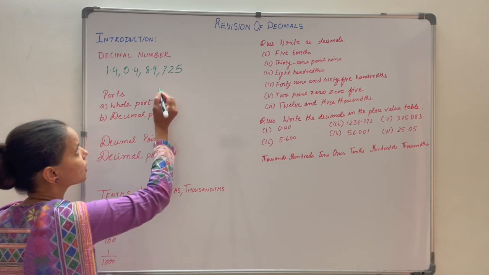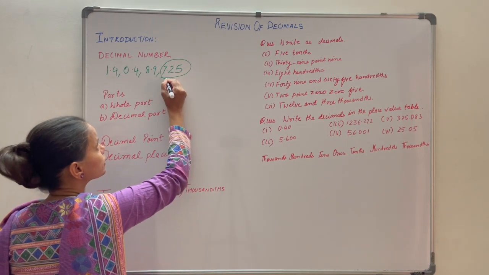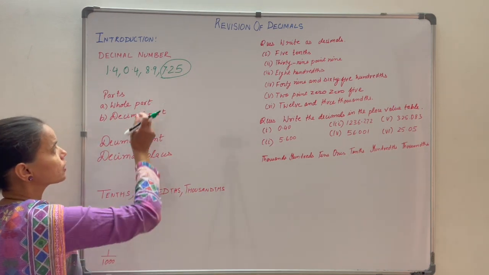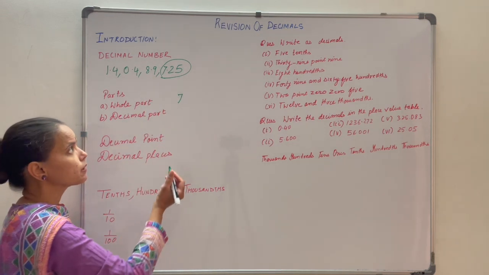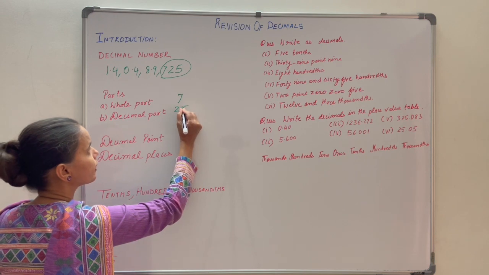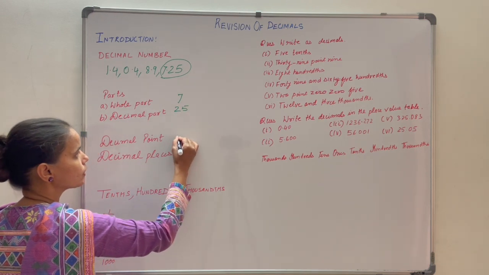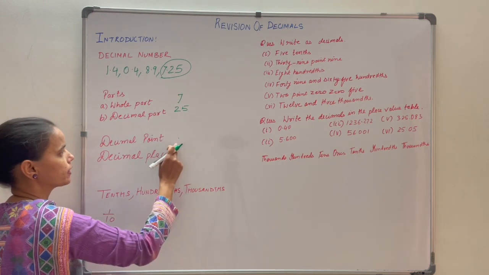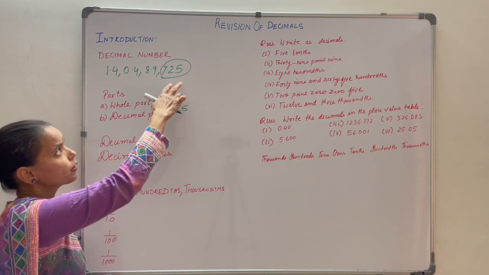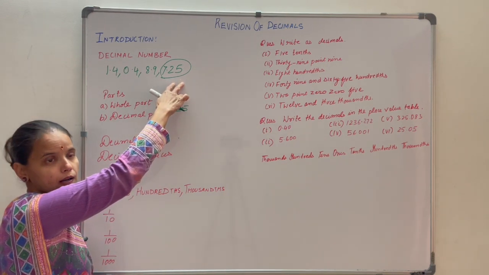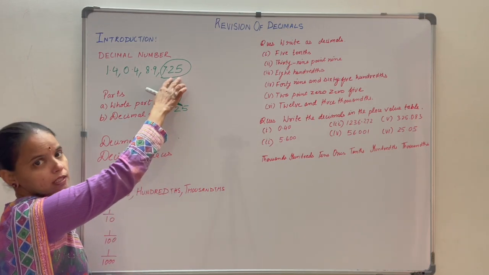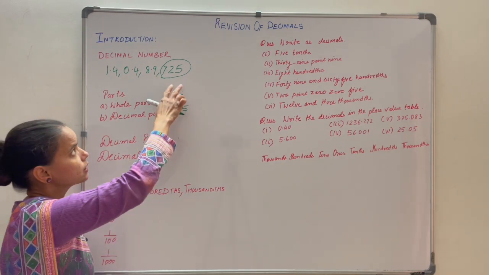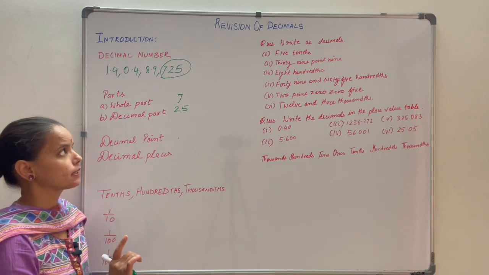Let us take this number 7.25. So what is the whole part here? 7. What is the decimal part here? 25. And this is called the decimal point. The number of digits in the decimal part decides the decimal places. So how many digits are there? 2. So it is up to 2 decimal places.